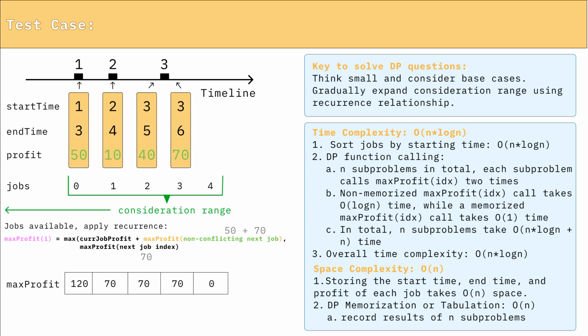The space complexity would be O of n because storing the start time, end time, and profit of each job takes O of n space, and also DP memorization or tabulation also takes O of n space because we need to record the result of n subproblems.